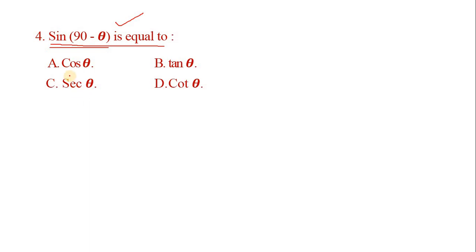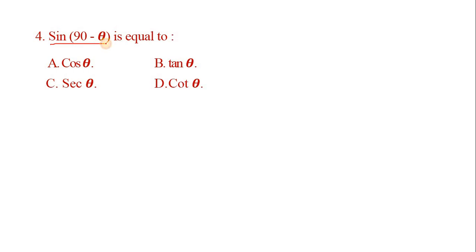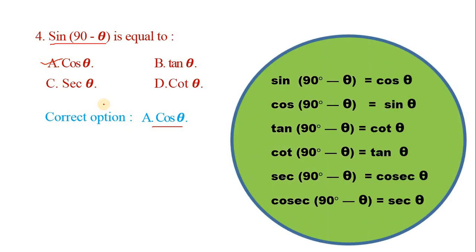Let us look into the options: cos theta, tan theta, sec theta, cot theta. So sin 90 minus theta is equal to cos theta. Hence option number A is the correct answer. To answer this, children, you have to learn the complementary angles that I have written here. That is, sin 90 minus theta is cos theta.